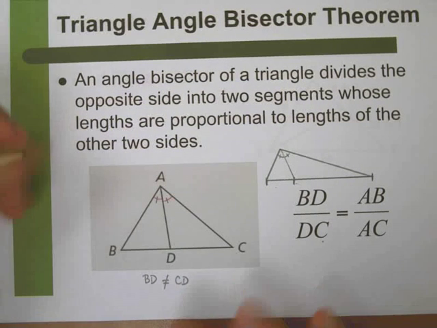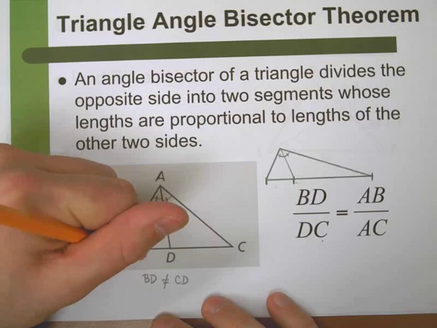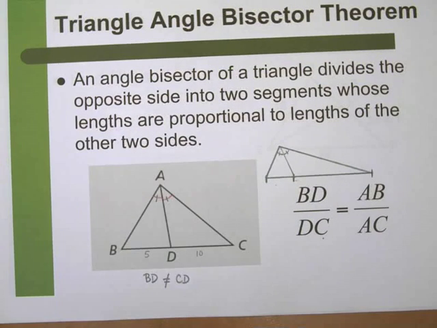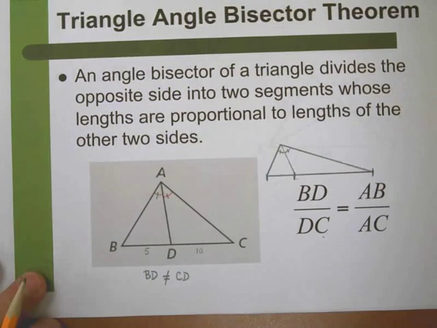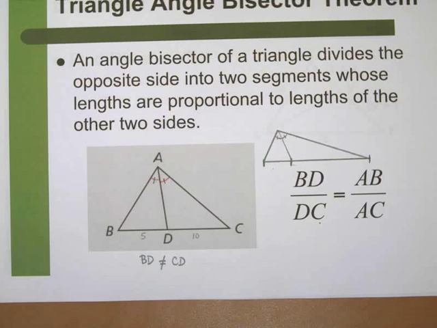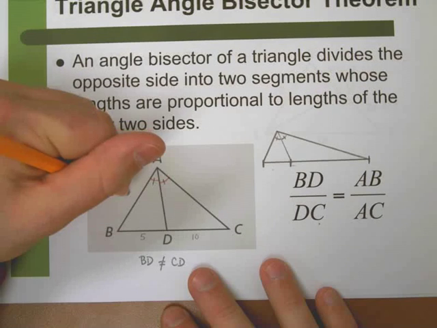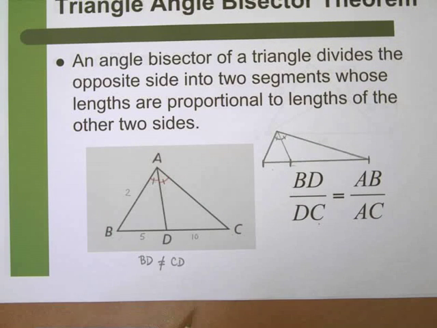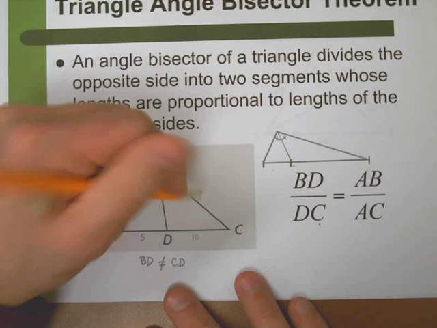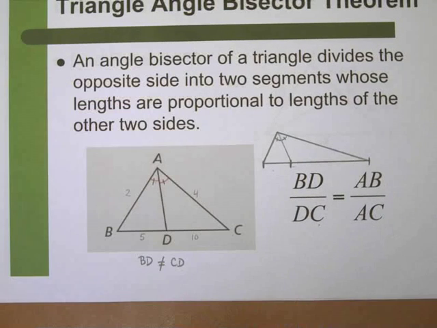I might be able to say it like this as well. Let me put some numbers in. If BD is 5 and this is 10, so notice not necessarily equal, right? Okay. Then if this is a 2, this is twice as long, 2 becomes twice as long. Okay? That's how that proportion works.